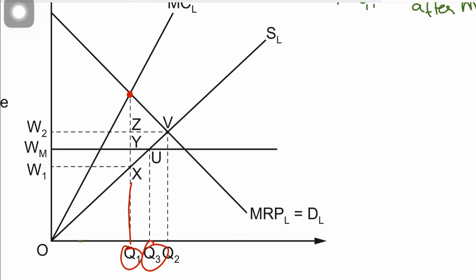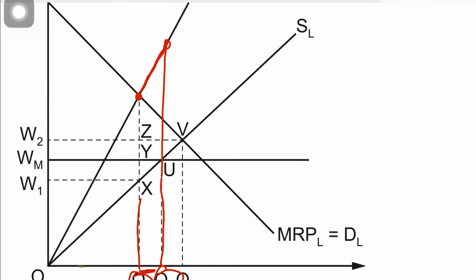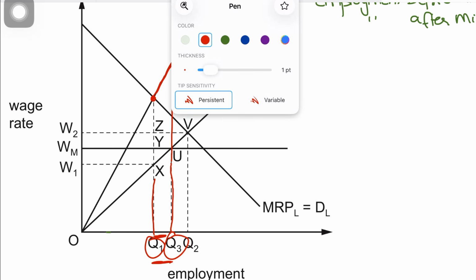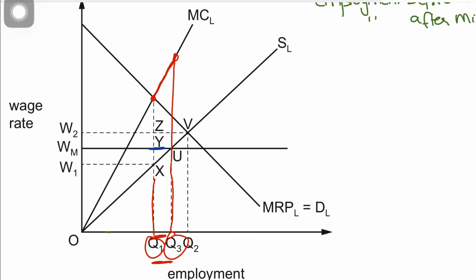And for Q3 workers, if you had to hire Q3 workers before the minimum wage was imposed, let's say this is your MCL, right? So for all these extra workers, this range is representing MCL, which is quite high. But after the minimum wage is imposed, for all these extra workers, the minimum wage line is the MCL line up till Q3. So for all these extra workers, the marginal cost is actually quite low, and because marginal cost is low, firms would end up hiring more workers. So this is the intuitive reason behind this.